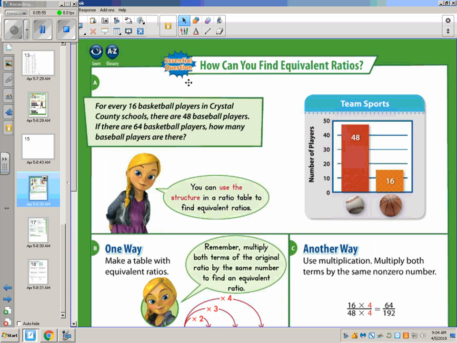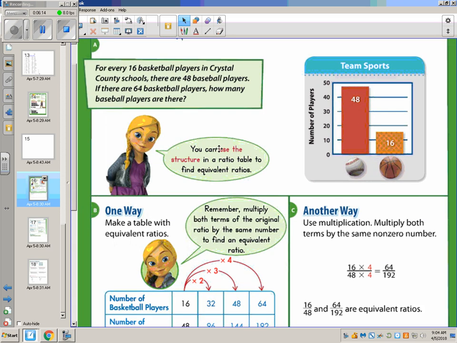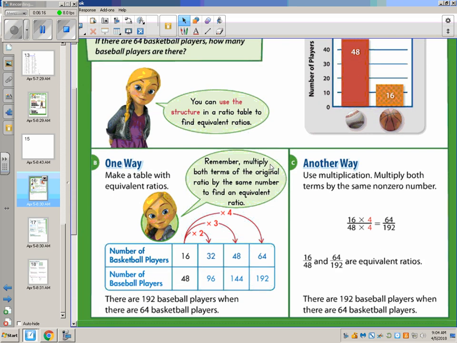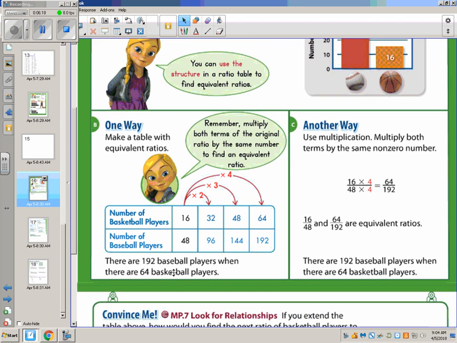So this page is always the essential question and gives us an example of how we can work these out. So today's question is, how can we find equivalent ratios? So they say for every 16 basketball players in Crystal County schools, there are 48 baseball players. If there are 64 basketball players, how many baseball players are there? So they say you can use the structure in a ratio table to find equivalent ratios.